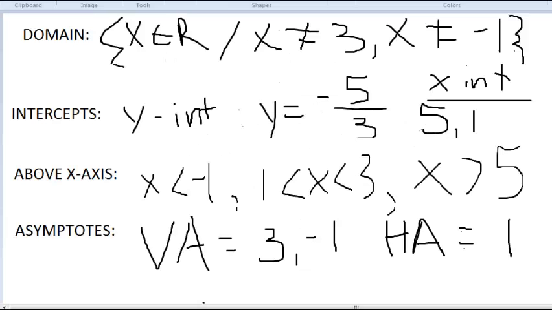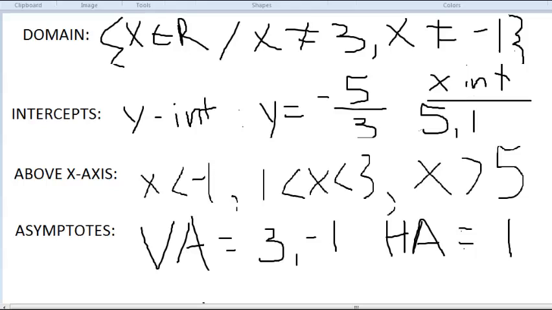The last thing we're going to do before we graph is just list everything that we've found out using the equation. So first we're going to look at the domain. So we determined that x is an element of the reals, but x cannot equal 3 and x cannot equal -1. We discovered this by determining our vertical asymptotes. Our intercepts, our y-intercept, we set x equal to 0, and we determined that it would go through the y-axis at negative 5 over 3. And then our x-intercepts, our zeros or roots, are at 5 and 1.